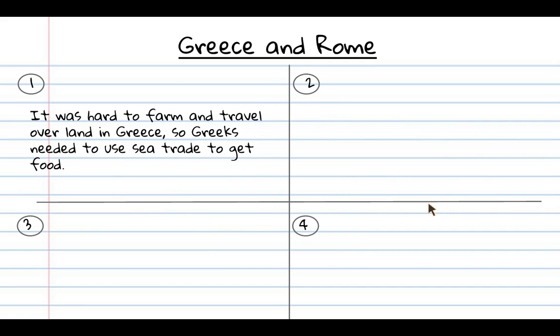Please pause and copy key point 1. It was hard to farm and travel over land in Greece, so Greeks needed to use sea trade to get food. Please pause if you need more time.